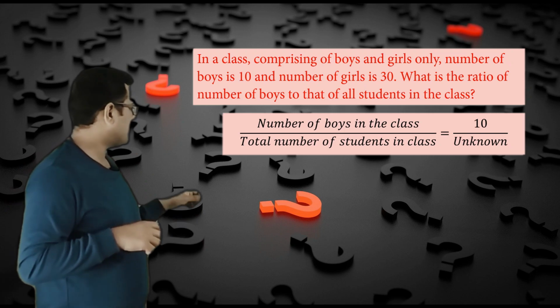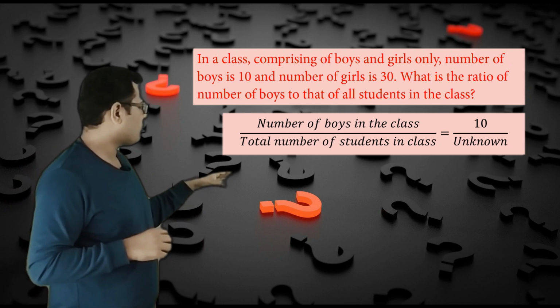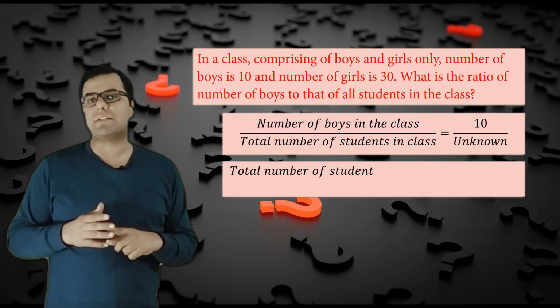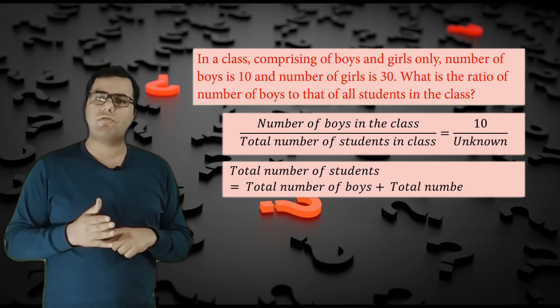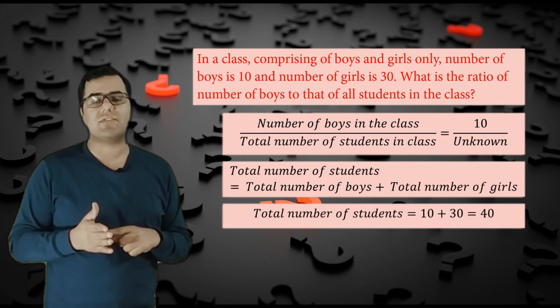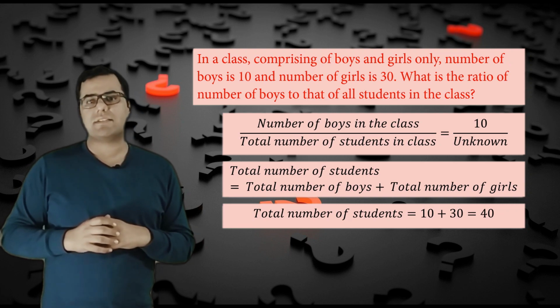Okay, reread the first statement of the problem. It says that this is a class that comprises of only boys and girls. So the total number of students must equal the total number of boys plus the total number of girls. That is equal to 10 plus 30, that is equal to 40. So the total number of students in the class equals 40.